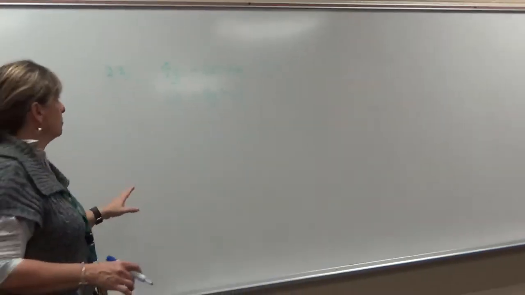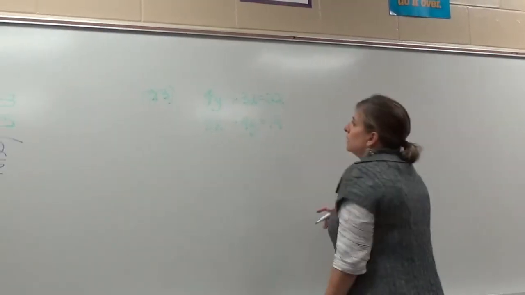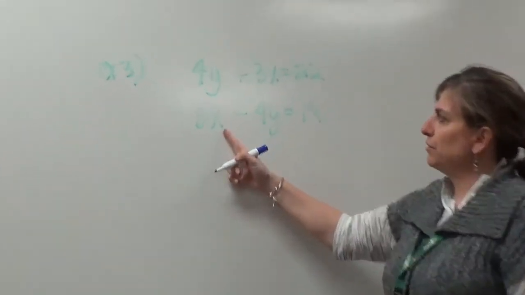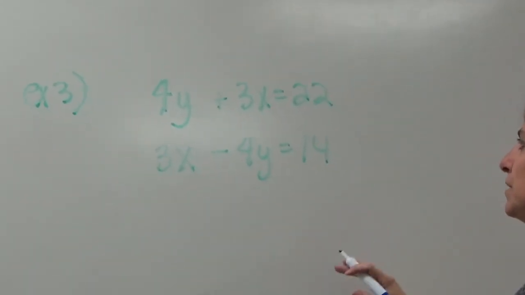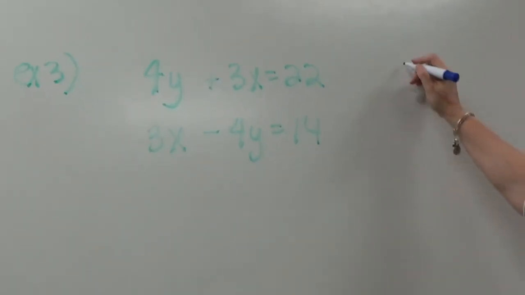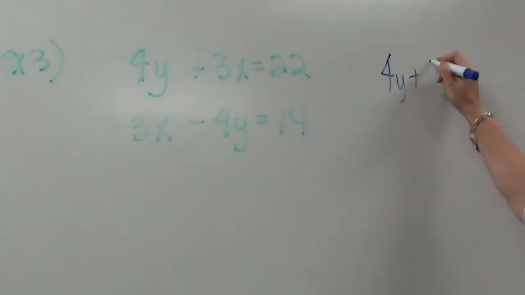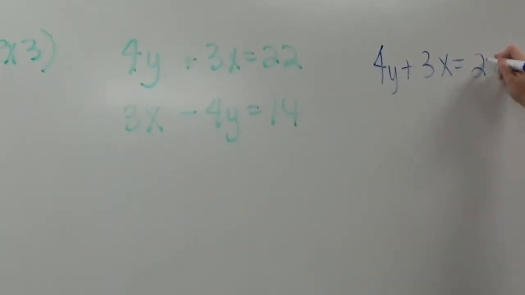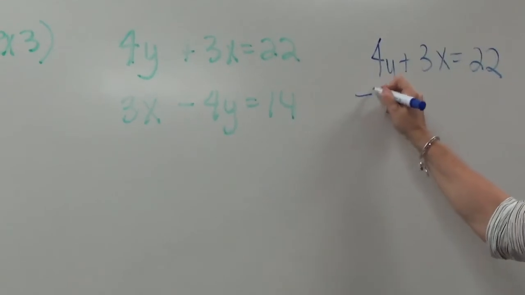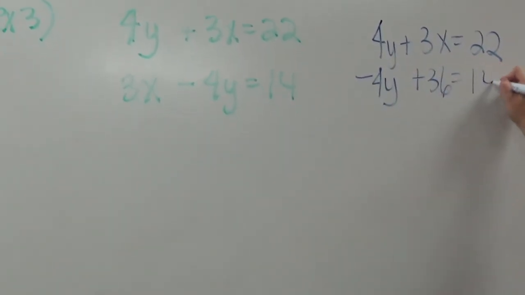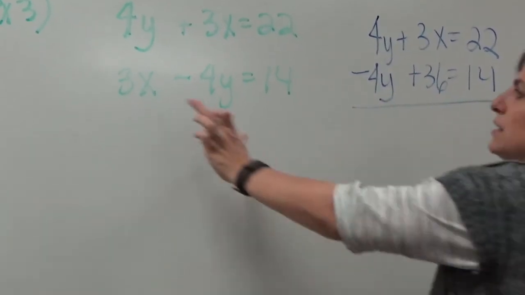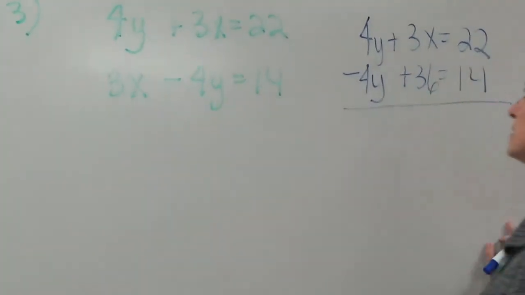I have one more example for you. Whoops, and I'm going to trip. Okay, I have my 4y and my 3x and my 4y. That's not going to work out. I have to rearrange my problem. So I will write 4y plus 3x equals 22. And I'm just going to rearrange the second one so I can get the 4y underneath, and then the positive 3x and the 14. So all I did was take these two things and swap places.